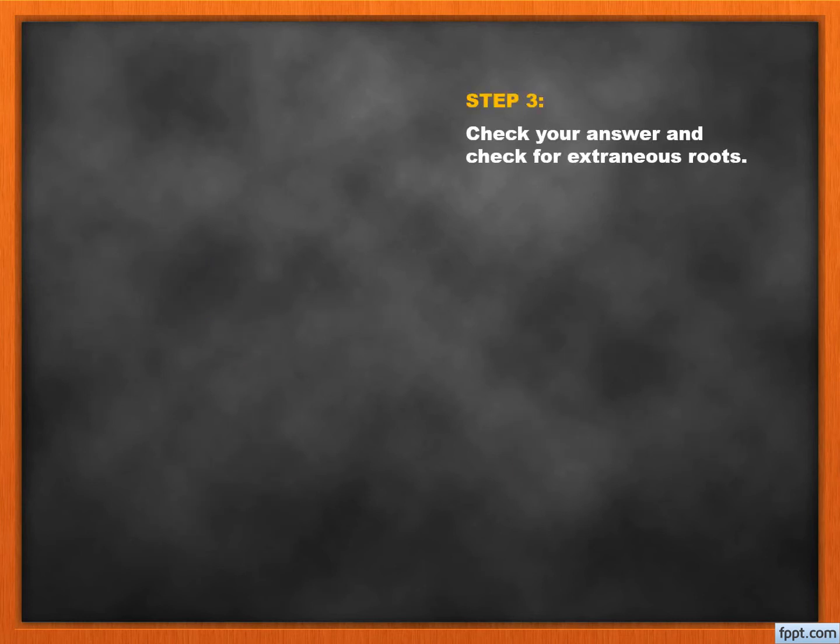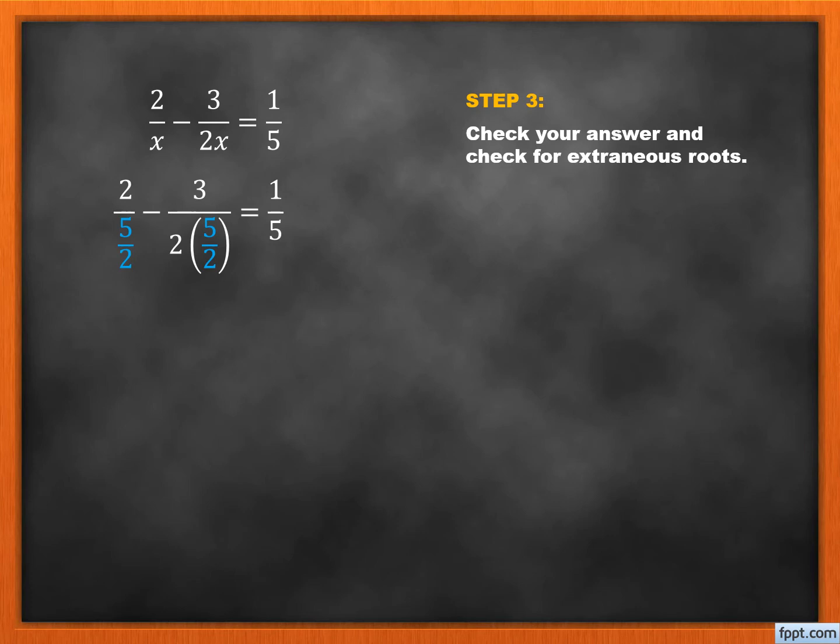Now let us check for our answer if really x equals 5 over 2. Again, using our original equation, 2 over x minus 3 over 2x equals 1 over 5, we're going to replace x by the value which is 5 over 2. Therefore, we have 2 over 5 over 2 minus 3 over 2 times 5 over 2 equals 1 over 5. To simplify, you can cancel 2 and 2.